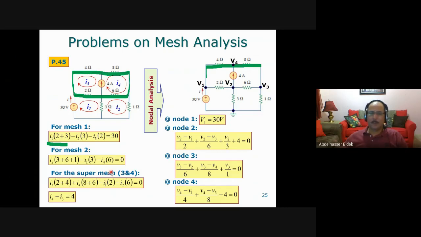If you want to solve it using nodal analysis, you don't have any issue at all, because V1 here is just 30 volt. So one of them is already known. Then you need to write equations at V2, V4 and V3: 3 equations and 3 unknowns. So calculation-wise, even for this example, nodal analysis is easier because you solve 3 equations rather than 4.